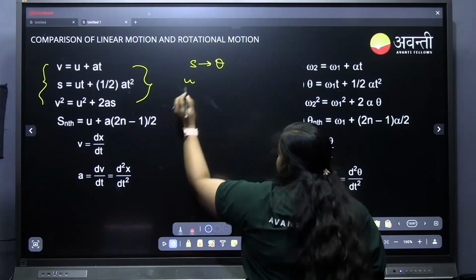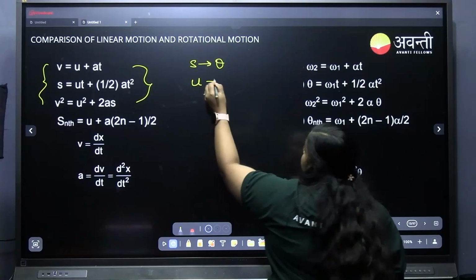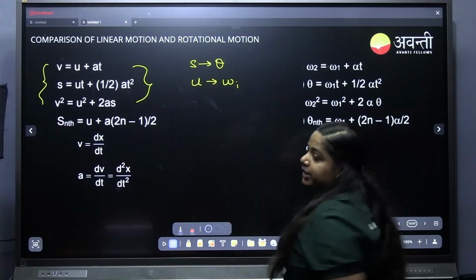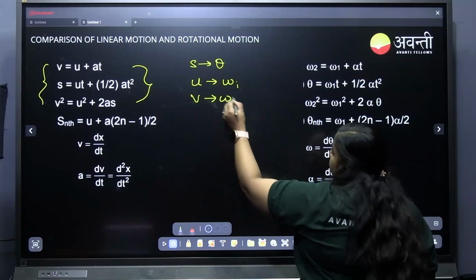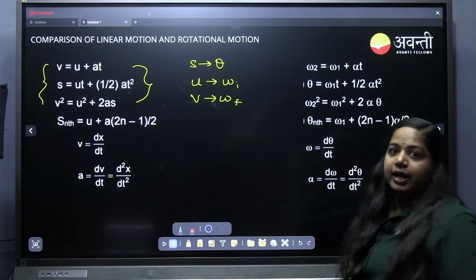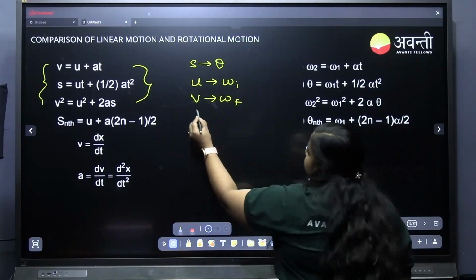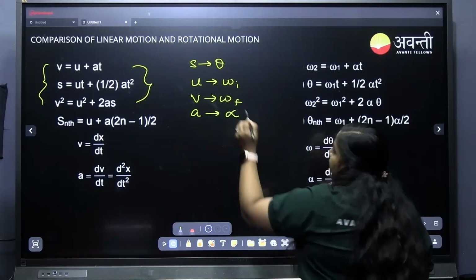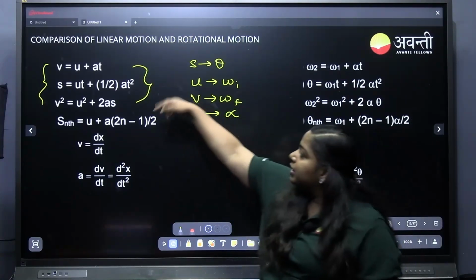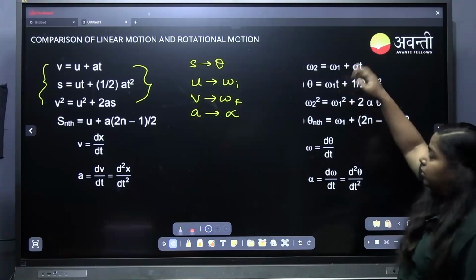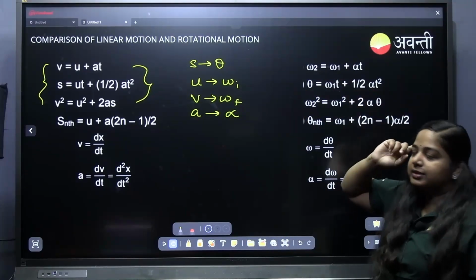Initial velocity u will be converted to omega i, initial angular velocity. Final velocity v will be converted to omega f, final angular velocity. Acceleration a will be converted to alpha, angular acceleration. Okay, so the first three equations I think you know, we talked about them yesterday.